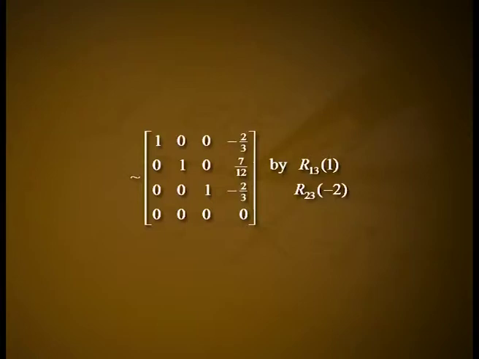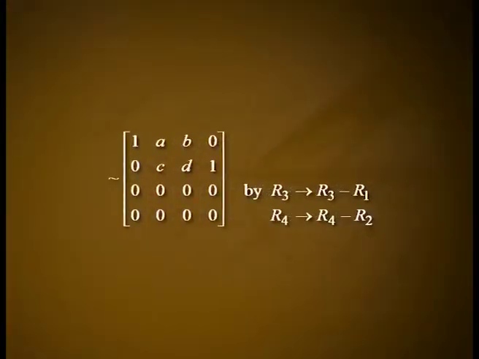[1 0 0 -2/3; 0 1 0 7/12; 0 0 1 -2/3; 0 0 0 0] by R1 + R3, R2 minus 2R3. The above is the echelon form. Since the number of non-zero rows in the echelon form is 3, its rank is 3, and hence the rank of the given matrix is also 3.